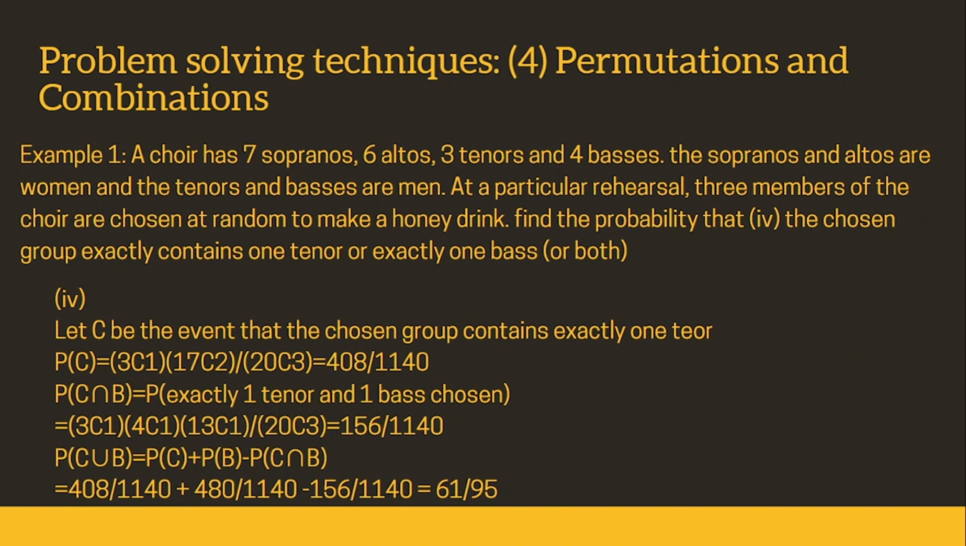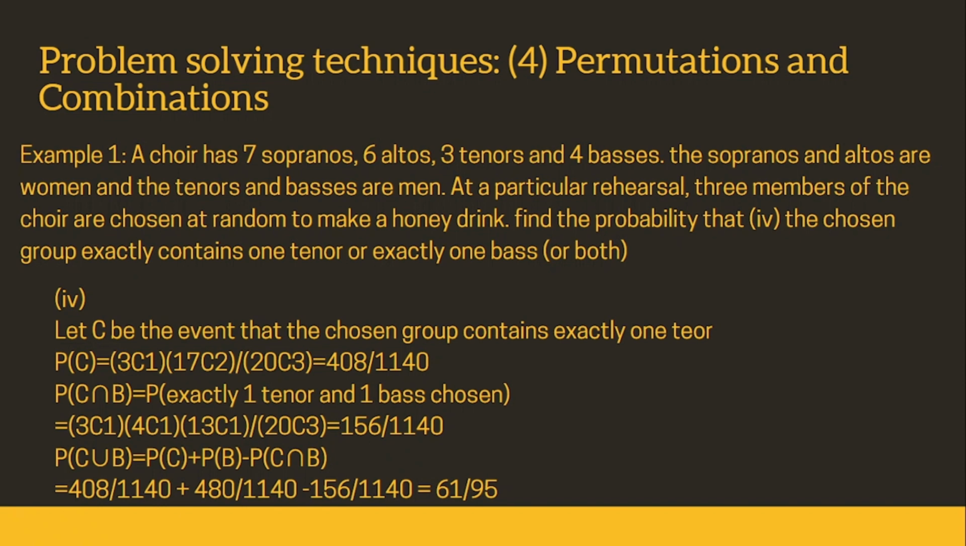Then for part 4, find the probability that the chosen group contains exactly 1 tenor, or 1 bass, or both. So we let C be the event that the chosen group contains exactly 1 tenor. So probability of C is just 3 tenors choose 1 times the remaining 17 people choose 2, divided by 20 choose 3, which will give 408 divided by 1140.